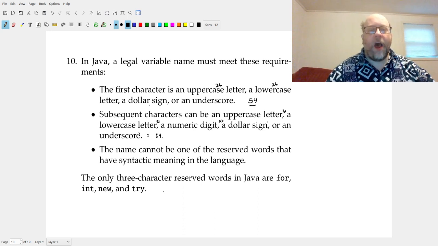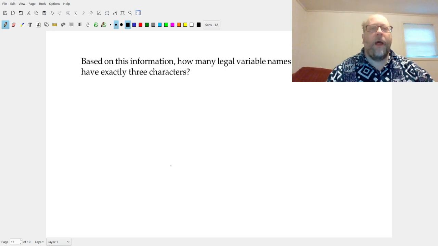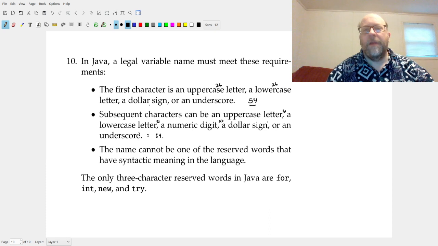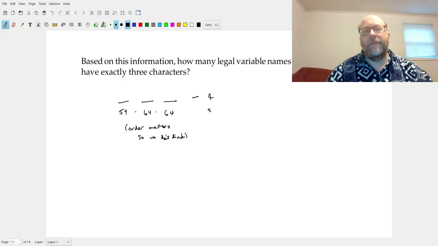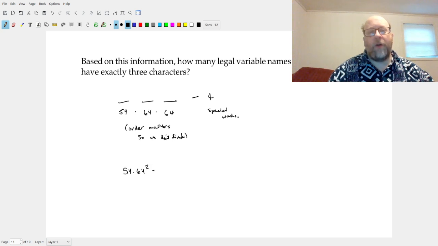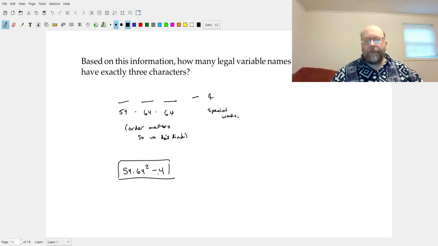And so the question is, how many legal variable names have exactly 3 characters? That spread on over to the next slide when I was doing this, but there are got to be 54 characters for the first position, 64 characters for the second position, 64 characters for the third position. The order matters, so we do not want to divide by anything. But then we want to subtract the 4 special cases. And so what we're going to get is 54 times 64 squared minus 4. Okay?